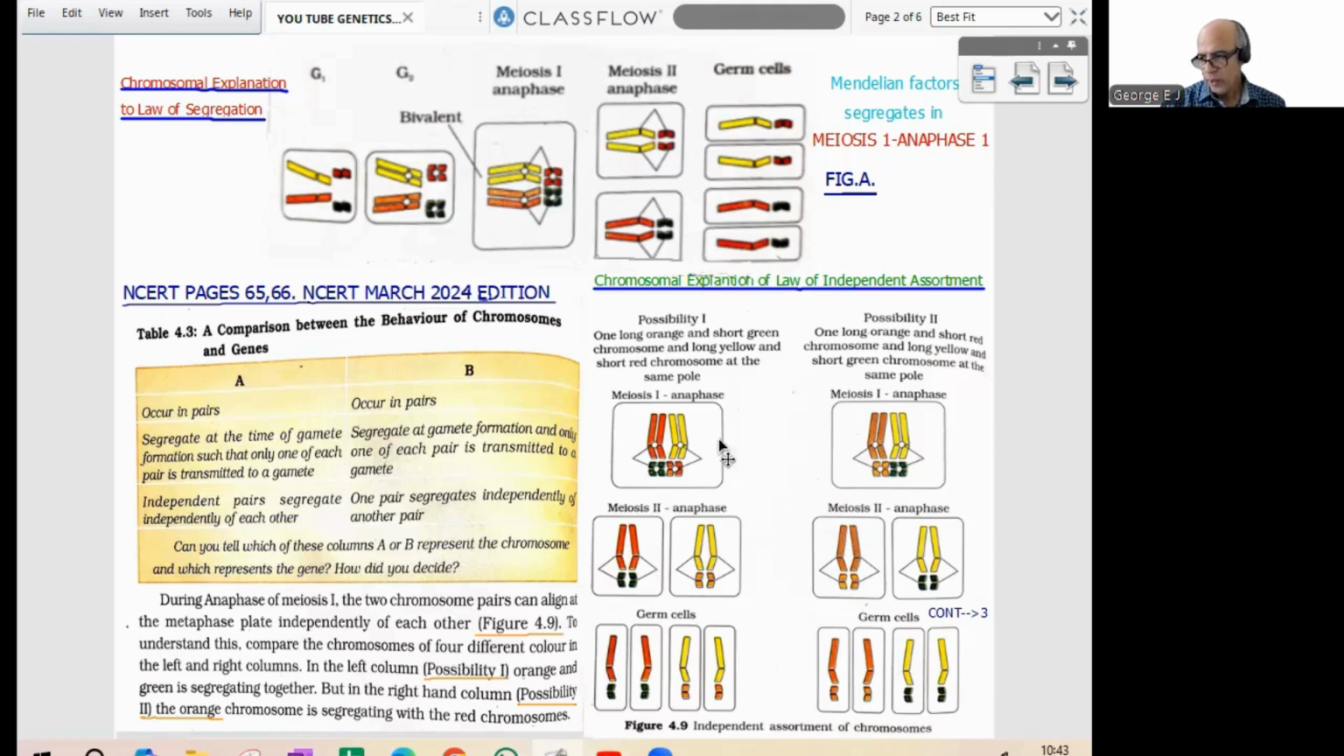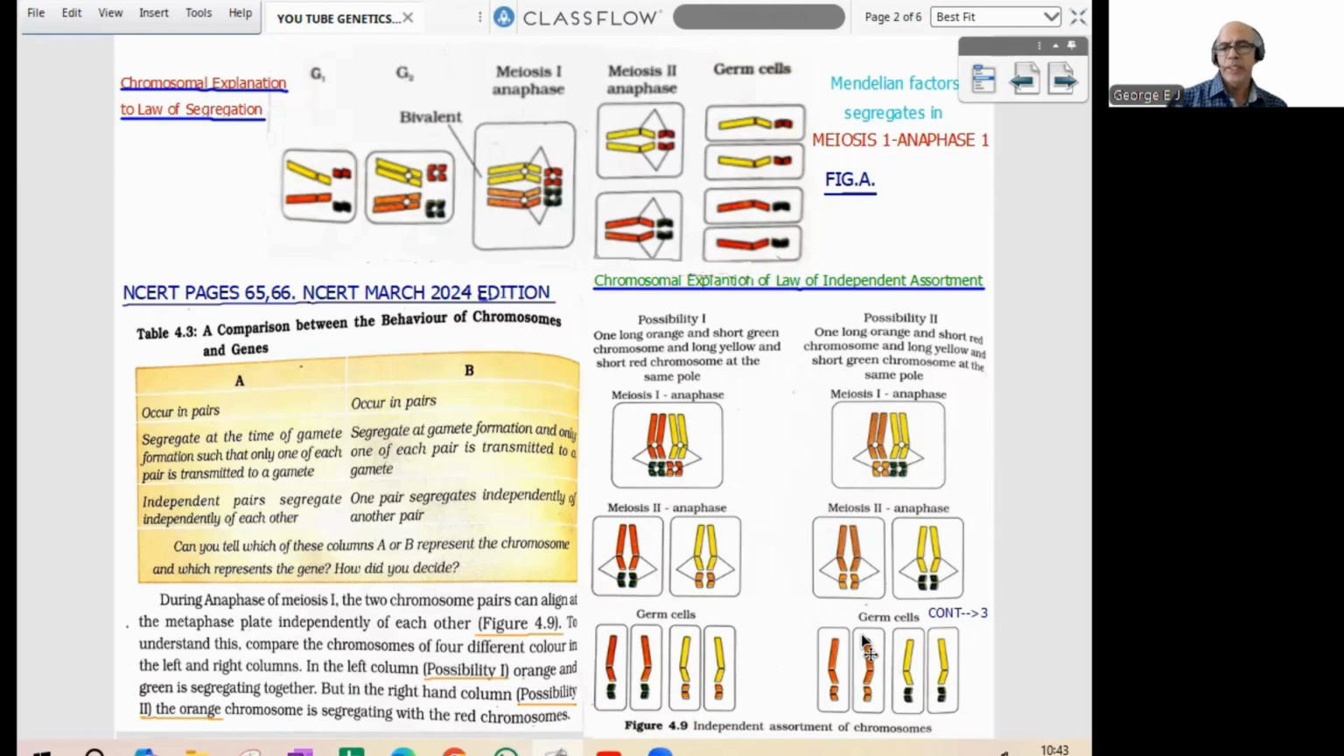Again here, orange, green, yellow, red. Orange, green, in the same manner it comes down and gives 4 gametes. No mixing, nothing. That is possibility 1. Now possibility 2: red and orange together, yellow and green together. So the combination changed, and in the same manner the gametes came. That indirectly explains the chromosomal explanation of the law of independent assortment.